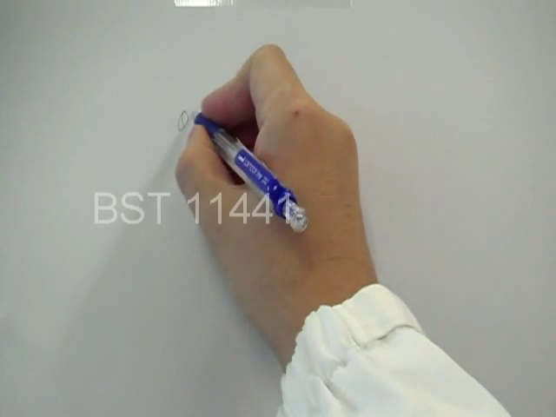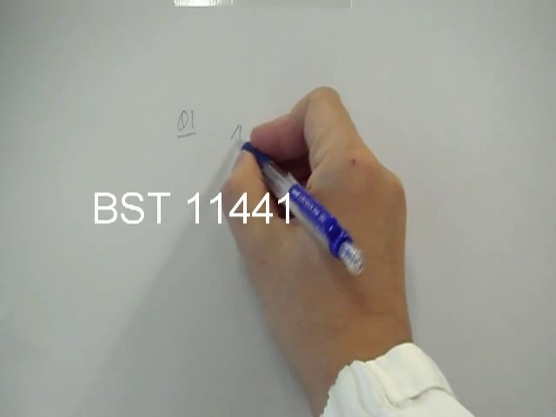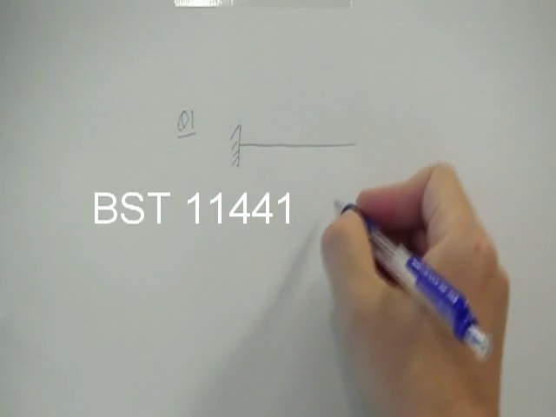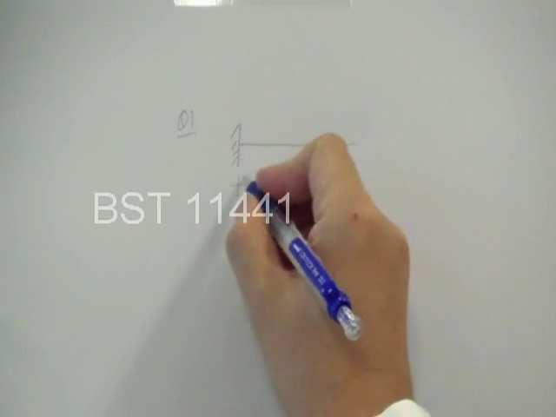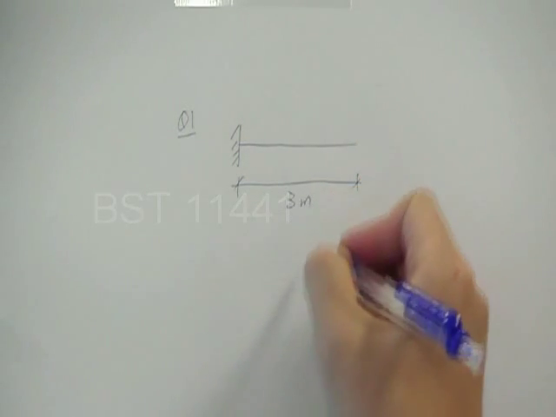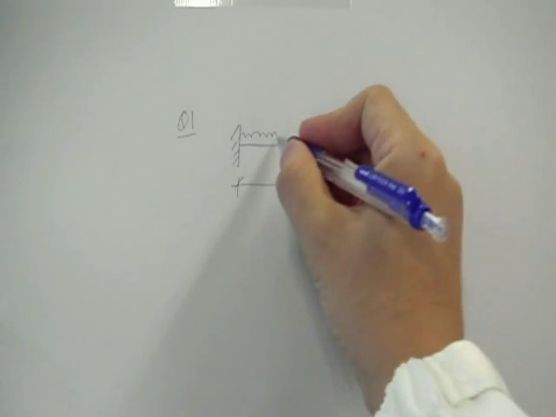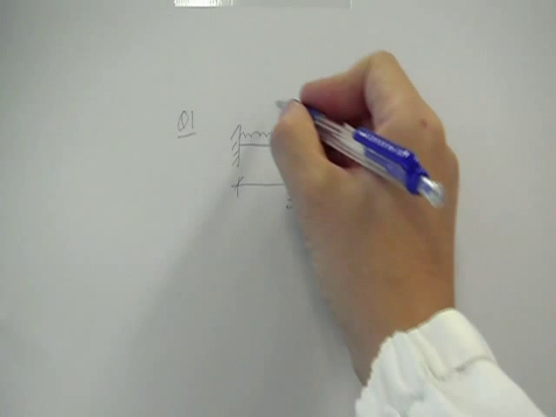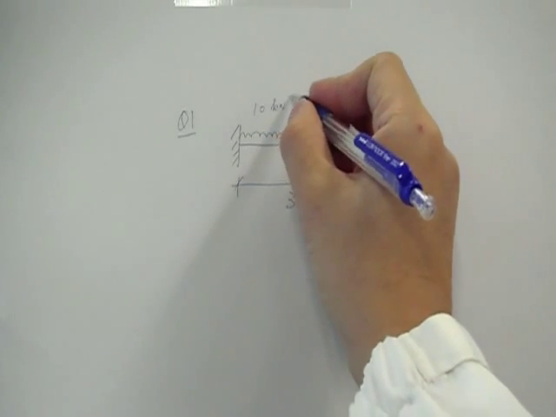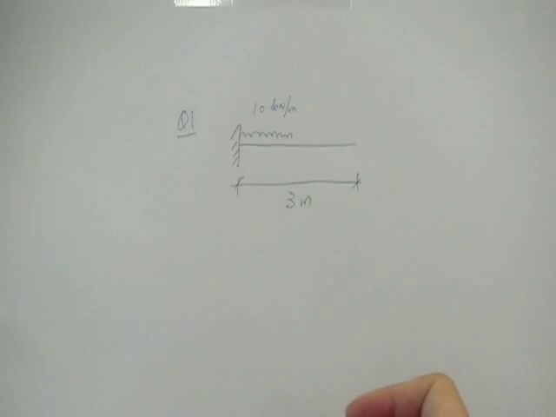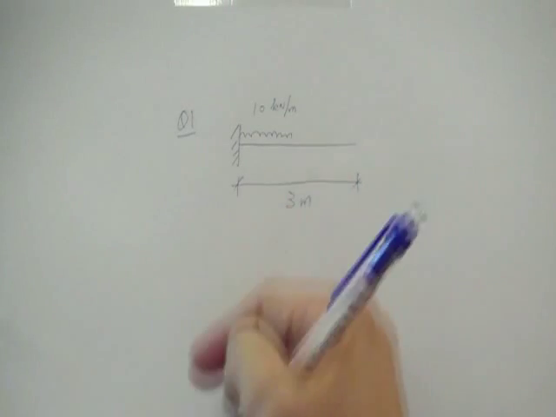So we start with question 1. In question 1, you are given a cantilever like this with a span of 3 meters, and on the left half you have been given an impulse load of 10 kilonewton per meter, and on the right half there's no impulse load.